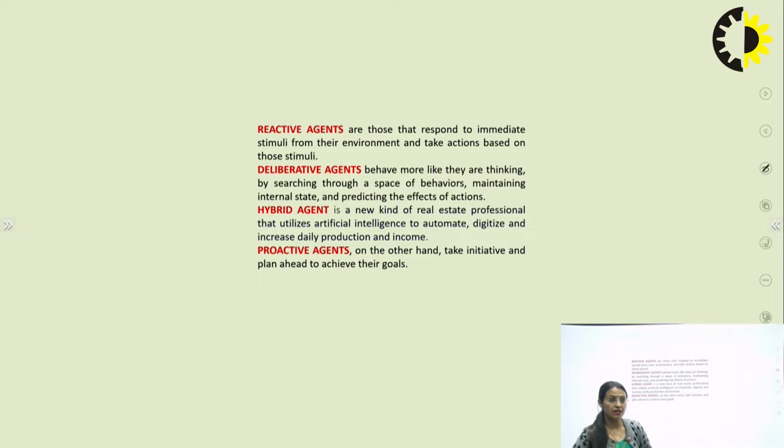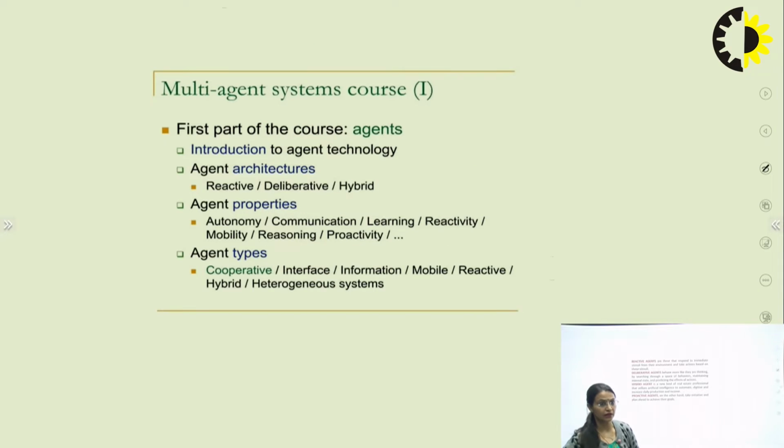And deliberative agents are more like a human; they search through the spaces of behavior, maintaining the internal state and also predicting the effects of the action as well. Hybrid is a combination of the above, and in that case they utilize AI to automate or digitalize daily productions or any activity that needs to be done. Then the properties of agent, which say about autonomy, communication, learning, reactivity, mobility and reasoning.